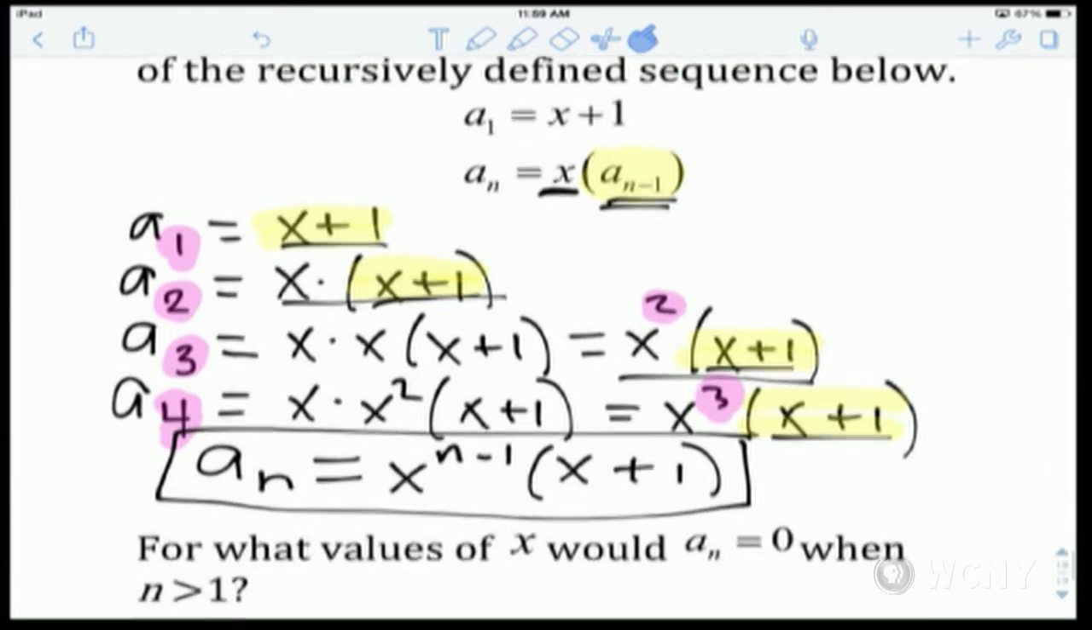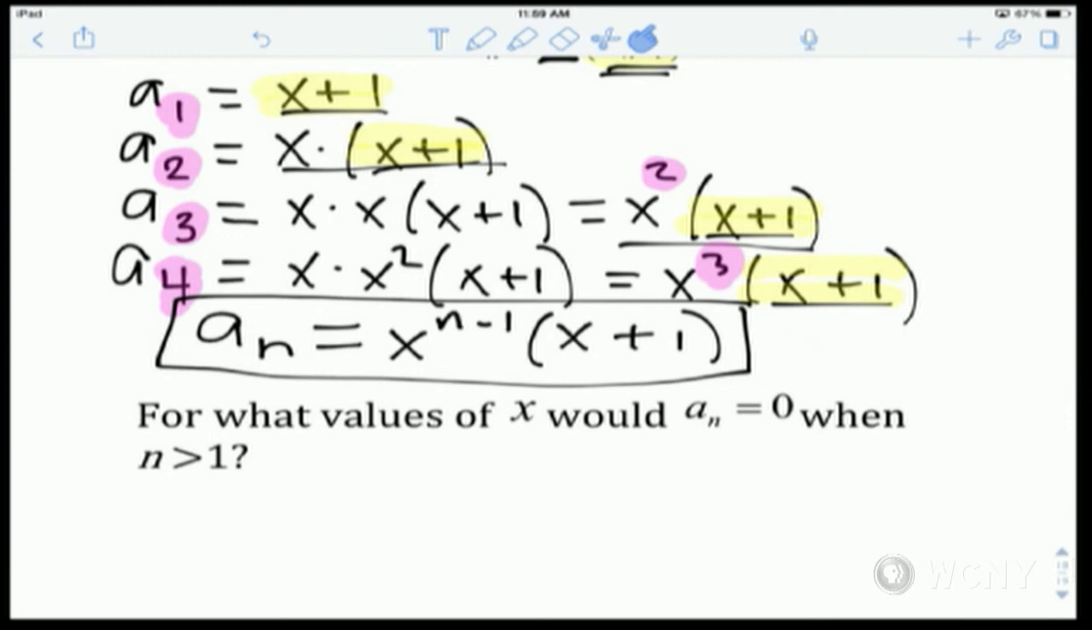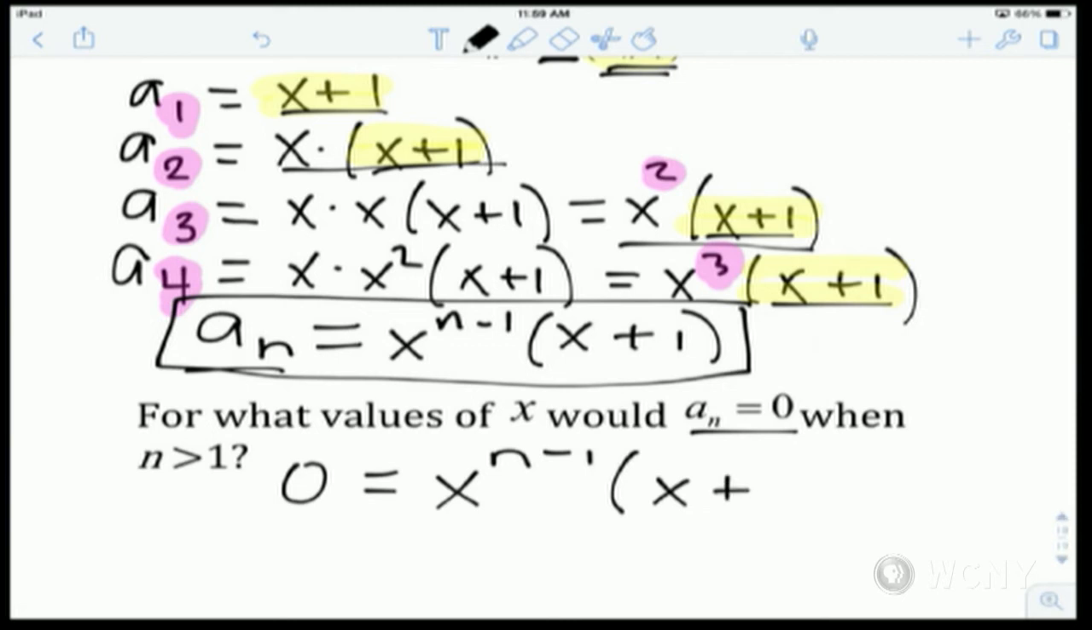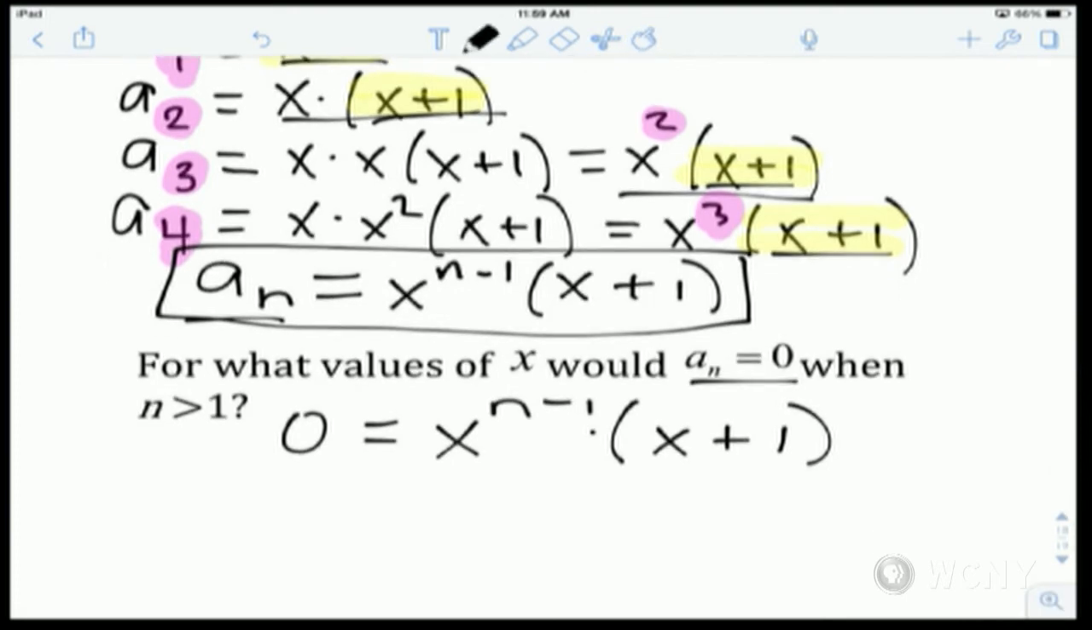And the next part of this asks you, for what values of x would a sub n equal 0 when n is greater than 1? So we need to substitute 0 into a sub n and solve that equation. So 0 equals x to the n minus 1 times x plus 1. Because we're multiplying, it's as if we factored, set all of your factors equal to 0. So we have x to the n minus 1 equals 0, and x plus 1 equals 0. This is my easier side. If x plus 1 equals 0, x must be negative 1.